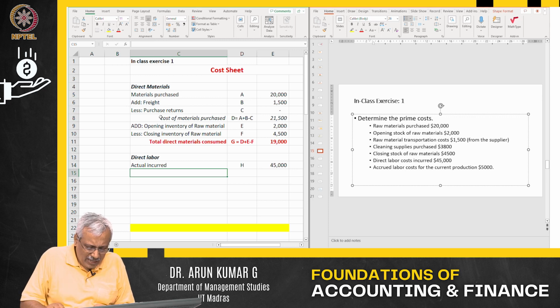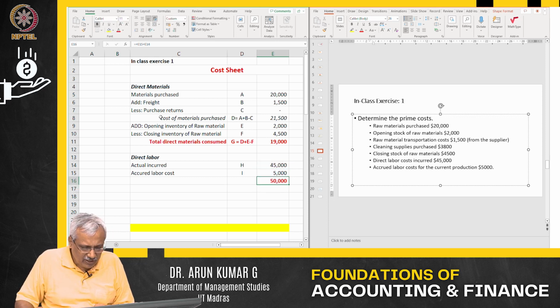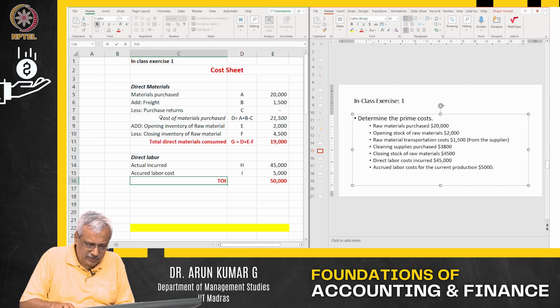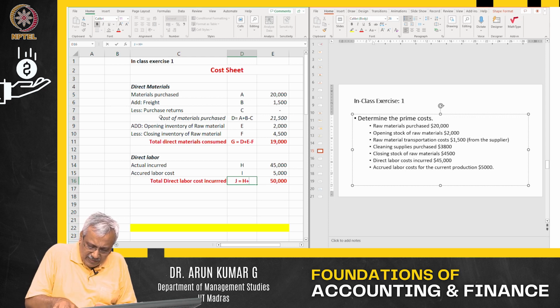Next, accrued labor cost, I, which in this particular case is 5,000. So, what is the total labor cost incurred here? That is the total direct labor cost. J is equal to H plus I. That is all I am going to do here.